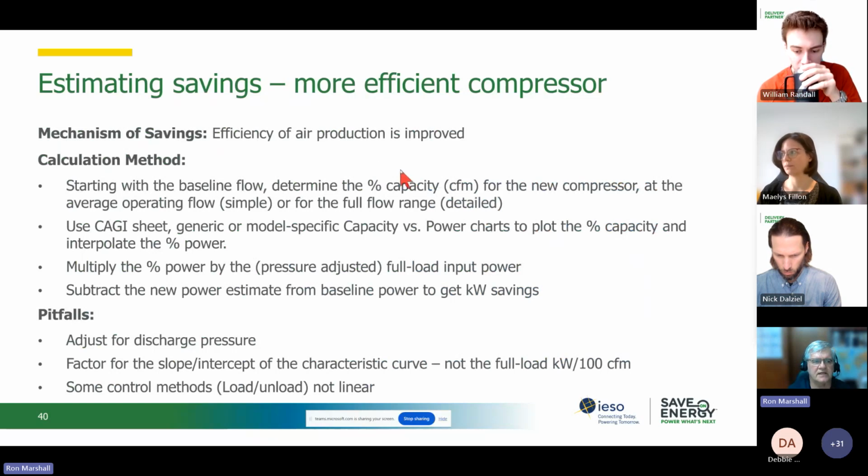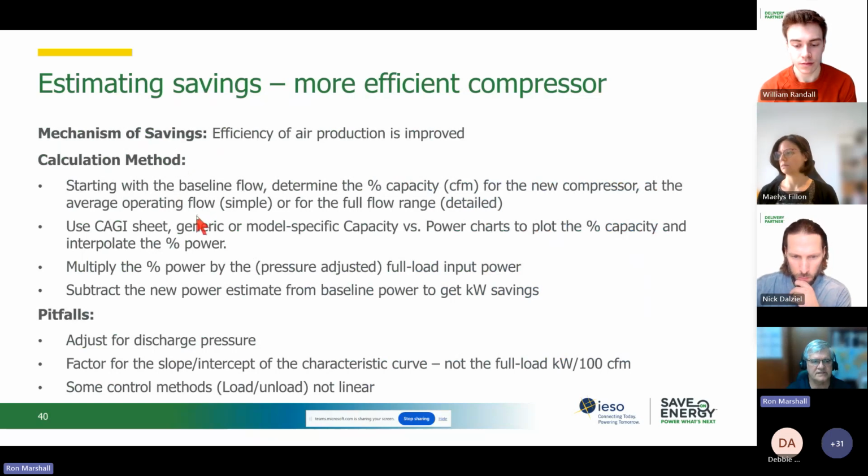So it may be that you need to replace a compressor, and this is a really good way to make your production side of the compressor more efficient, right? So if you want to calculate the savings, you're basically just taking a look at the CAGI sheet of the new compressor, right?